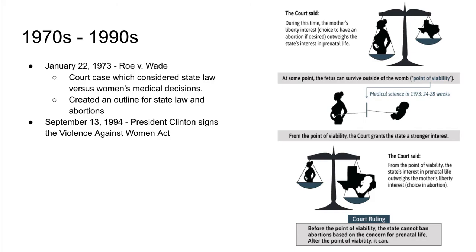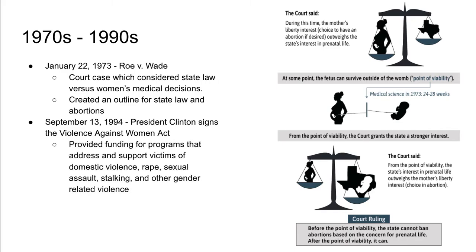September 13th, 1994, we see that President Clinton signs the Violence Against Women's Act. Now, this piece of legislation provided funding for programs that address and support victims of domestic violence, rape, sexual assault, stalking, and other gender-related violence. Okay, so now we're creating federal funding for counseling, different educational programs, teaching how to look for these kinds of things, whether it's in law enforcement or education, community-based even. Okay, so we're starting to see that protection against violence against women.